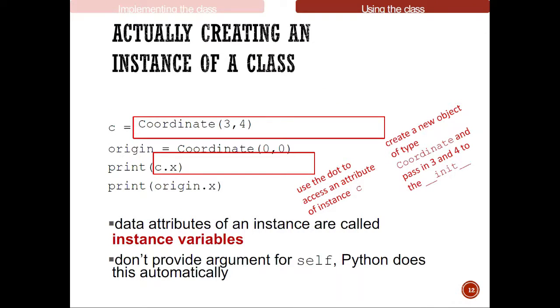To create an instance in the actual code, we can define c as a variable of type coordinate with an x value of 3 and a y value of 4. And then define another variable, origin, with the coordinate to be 0 and 0. Then here, for example, we are printing out what is the x value for each of these two different variables. Data attributes of an instance are called instance variables. When we are using the class, we don't need to provide the argument for self. Python does that automatically.